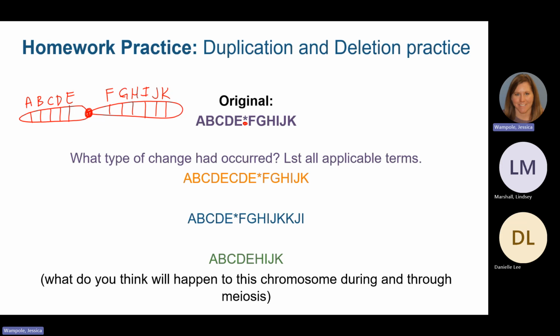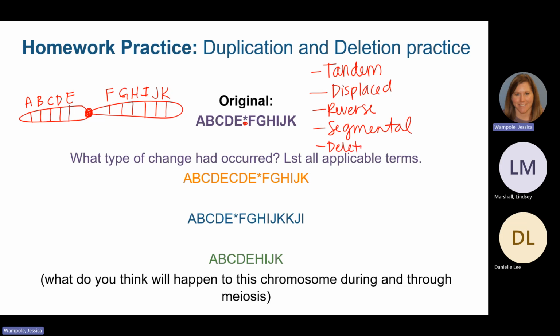Okay, so you guys have 2 copies, a duplication deletion practice and an inversion translocation. We'll get to that one in a little bit. But for our duplications, there are several different types. We've got tandem, displaced, reverse, and segmental. And then we've also got just regular deletion. So deletion is just going to be when any chunk is removed. There's not really any specific term for that.